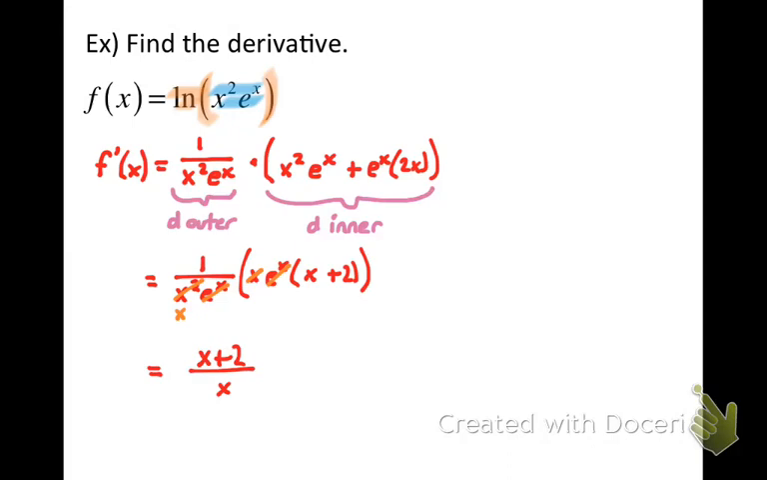Now, you've learned how to use the chain rule to find the derivative of a composite function by taking the derivative of the outer function with respect to the inner function and then multiplying it by the derivative of the inner function. Good luck with this. Some of these problems do get really hairy looking, don't they? But you can handle it.